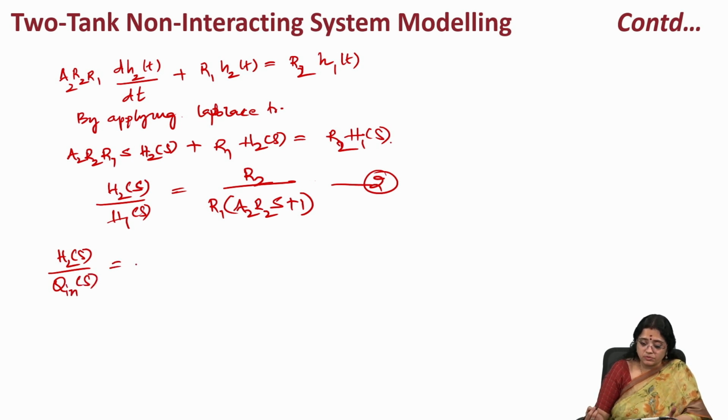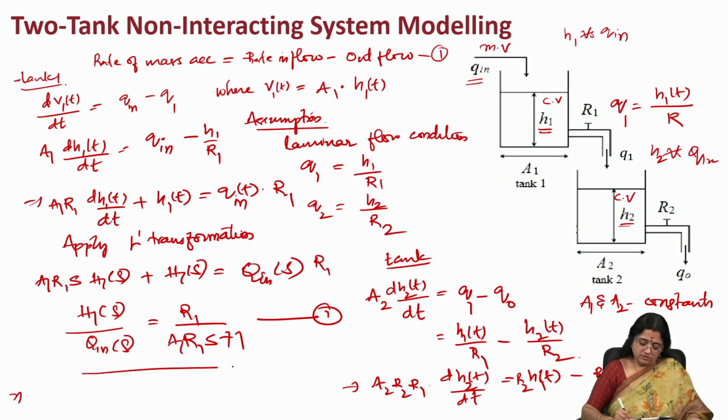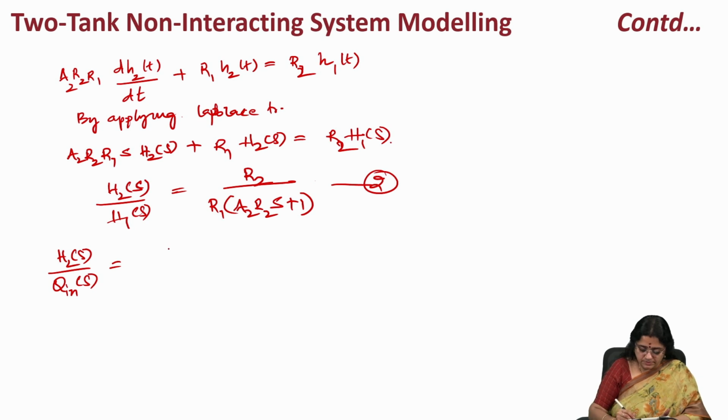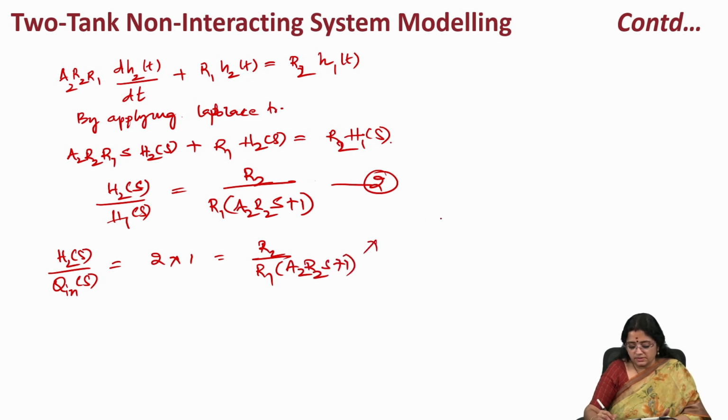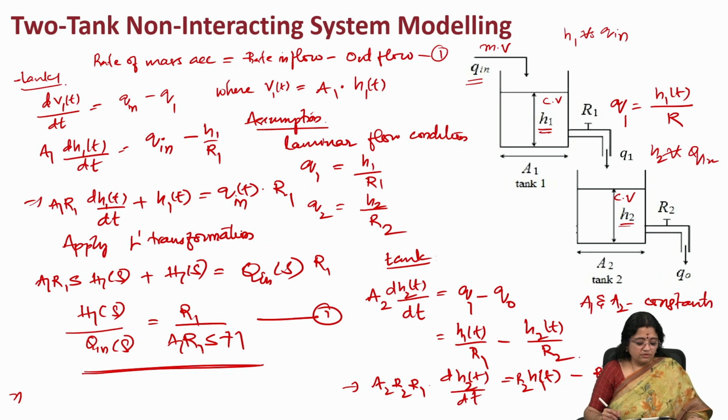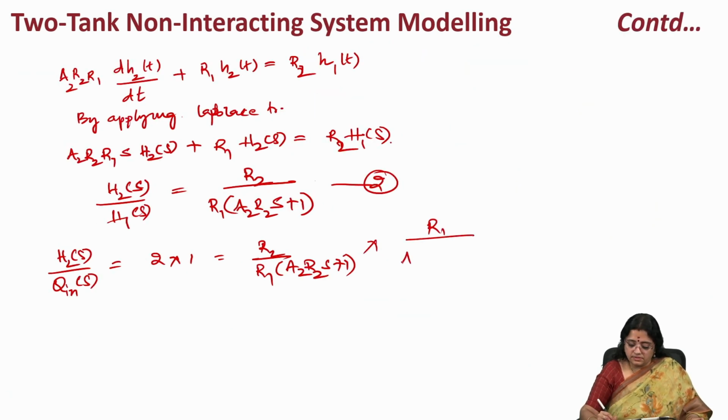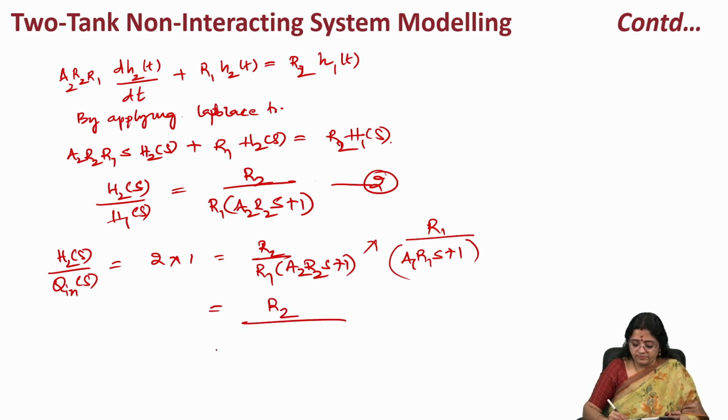So we can combine 1 and 2 equations to get it. Already we have in equation number 1, this is the equation number 1 we got, H1 of S by Q input of S is R1 by A1 R1S plus 1. So this we are going to use here. So this becomes R2 by R1 A2 R2S plus 1, and from the first equation we have R1 by A1 R1S plus 1. So this gives us R2 by A1 R1S plus 1 A2 R2S plus 1.